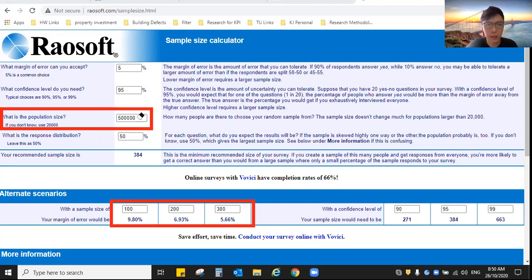Now the population. Just now, how many Taylor's students did we mention? 15,000, right? So let's put 15,000 here. Don't look at the margin of error here, sorry, I drew it wrongly. Look at the sample size here.